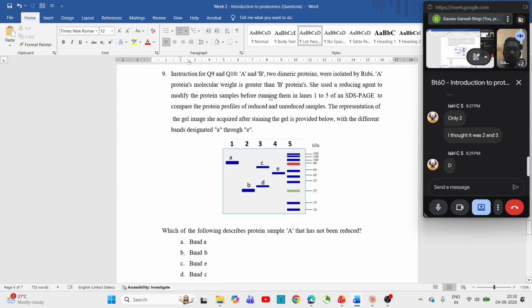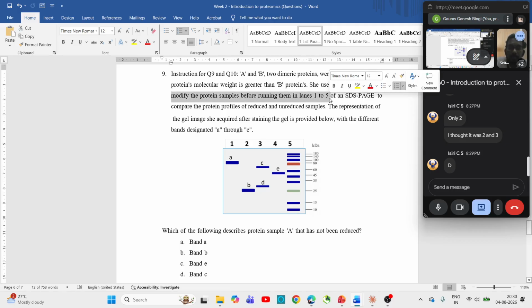Reducing agent to modify the sample before running them in lanes 1 to 5. So she has run lanes 1 to 5 of an SDS-PAGE to compare protein profiles of reduced and unreduced samples. There are a few samples which are reduced and a few which are unreduced. In one sample, she adds a reducing agent before running the samples. So that also says to compare reduced and unreduced samples.